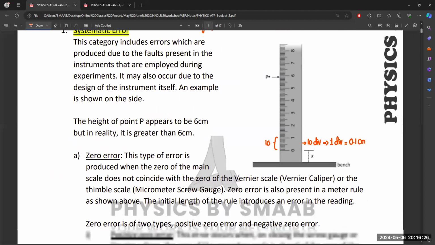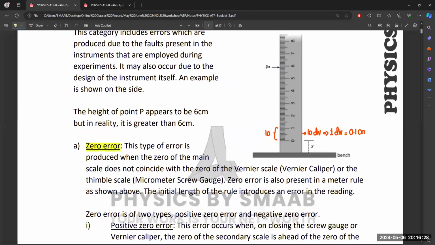So the concept of zero error is very simple. Like when we visit a market or any shop, there is an electronic balance placed there. Sometimes it happens that there is nothing placed on that electronic balance, but still it shows some reading, like 0.05, but there is nothing placed on it, right? So it means it already shows some reading, but there is no object placed on it. So it means there is zero error in the device. Your device or instrument is not properly set to zero.